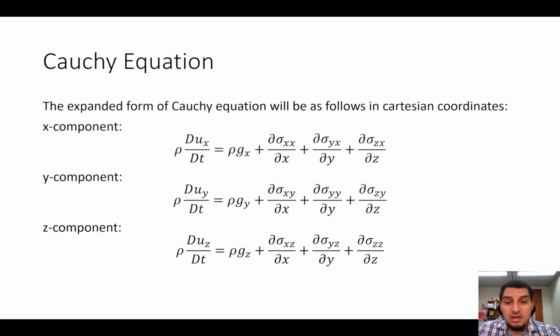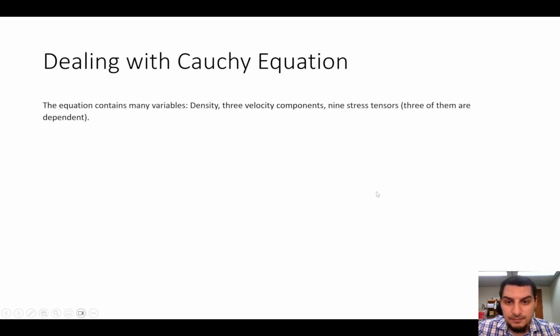stress tensor. We have the density and the pressure. Okay, so we have the pressure, the shear stresses, the three velocities. So we have a lot of variables in this equation that we want to calculate. And I mean the density, it's not the pressure. The pressure is already in the stress tensor. So we have the density, the three velocities, and 9 stress tensor components.